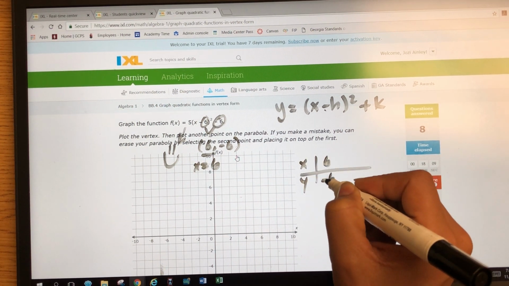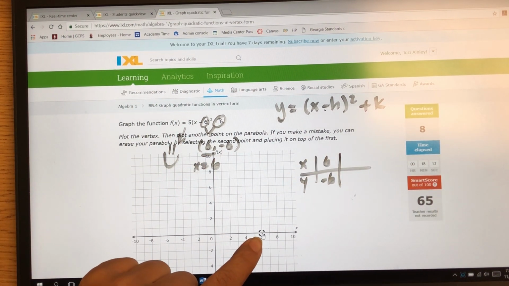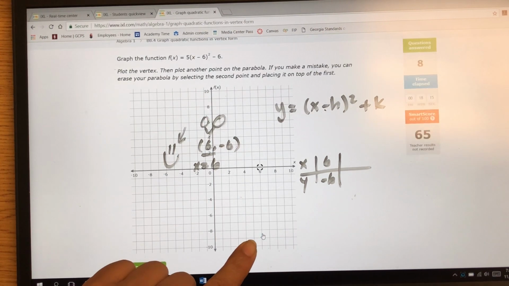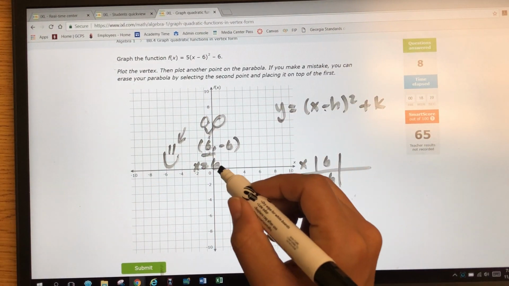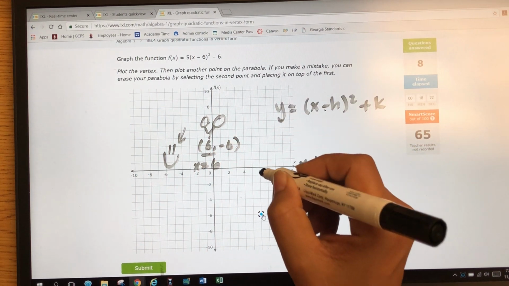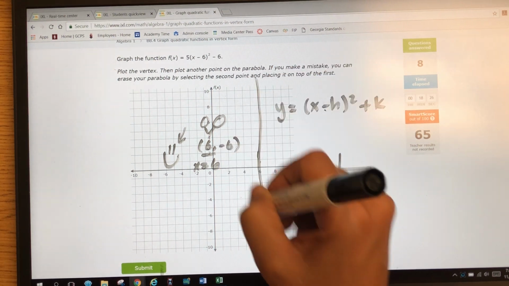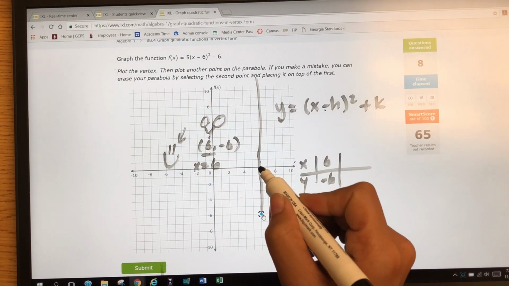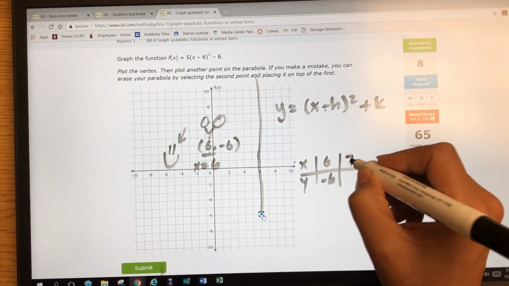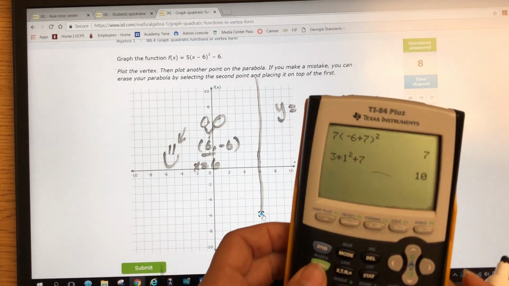And so 6, negative 6 is my first point. Then I'm going to pick a point. I know it's going to be upward. My line of symmetry is at x equals 6, crosses the x-axis at 6. That's what that means. So it's going to look like this. And then pick the point to the right or to the left, doesn't matter. I'm going to pick 7. And then I'm just going to plug 7 into the original equation, but I'm just going to use my calculator.